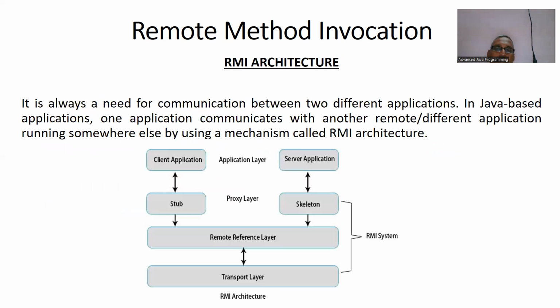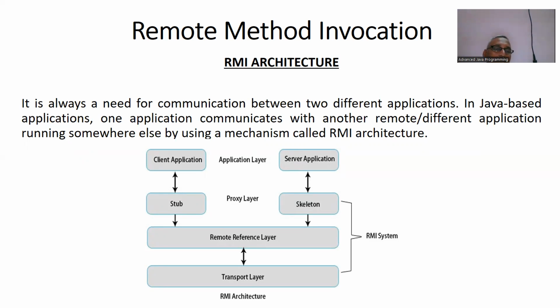Next one, RMI architecture. RMI is used when there is a need for communication between two different applications. In Java-based applications, one application communicates with another remote or different application running somewhere else by using a mechanism called RMI architecture. This RMI architecture consists of the client application, stub, RMI interface, RMI reference layer, and a transport layer, then passes to the server-side server application skeleton. This is the RMI system.